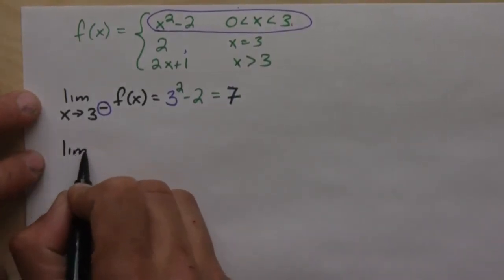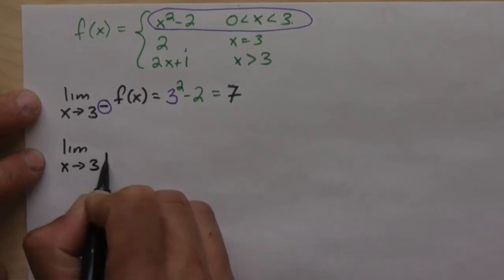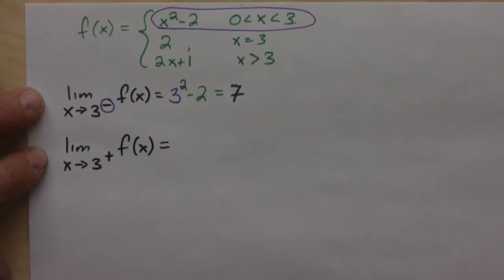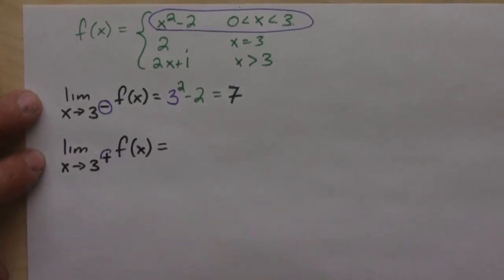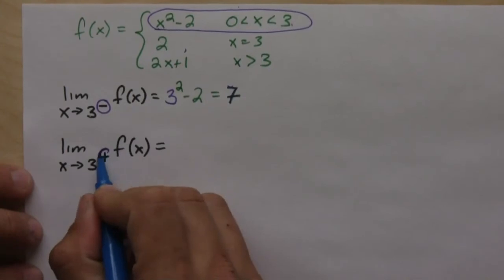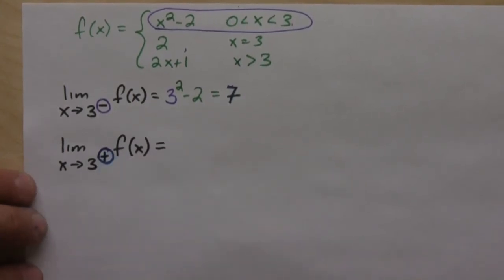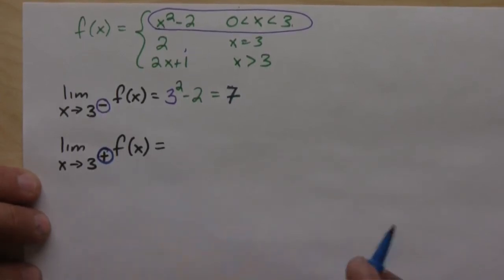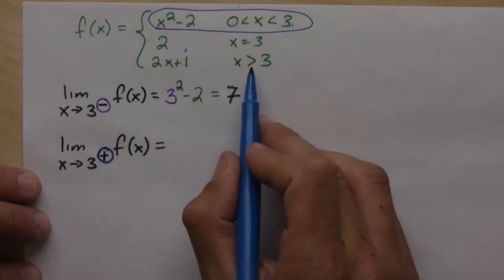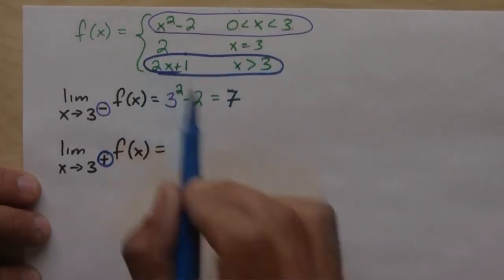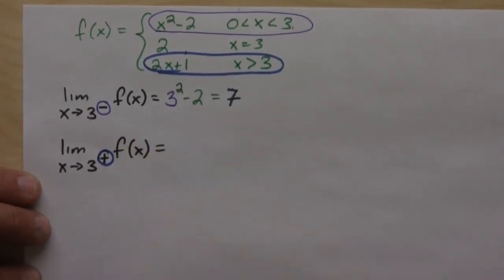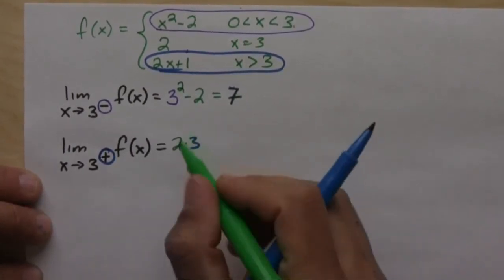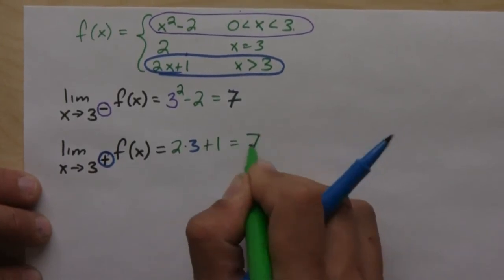Okay, now let's do the same thing from the right. The limit as x approaches 3 from the right. Let's do blue. Okay, so if I'm coming in from the right, that means that these numbers are greater than 3, which would mean that I'm going to use this one. So I'll plug 3 into there, so I have 2 times 3 plus 1, which is 7.